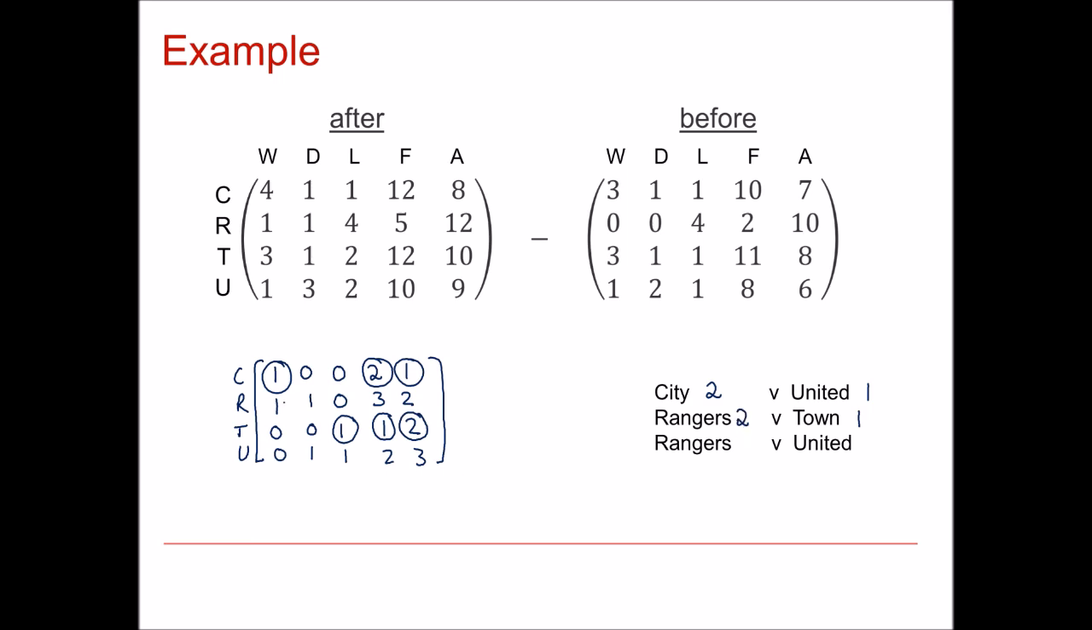Rangers played 2 matches and we've already dealt with the one that they won. They drew the other match. Altogether 3 goals were scored for, so that leaves 1 goal for this final match and 1 goal against. We can now check that United's matches are correct. They played 2 matches, they drew 1 and lost 1. And 2 goals altogether were scored for and 3 against.